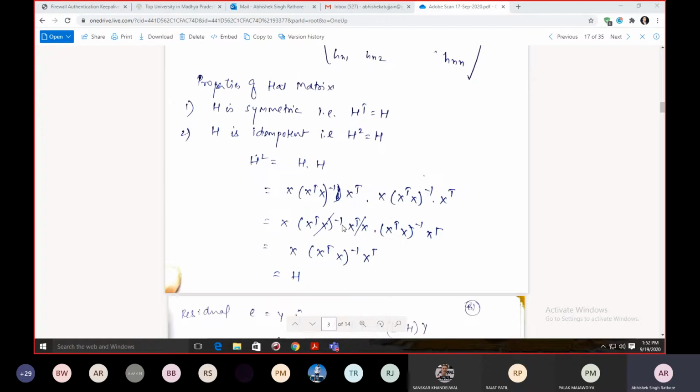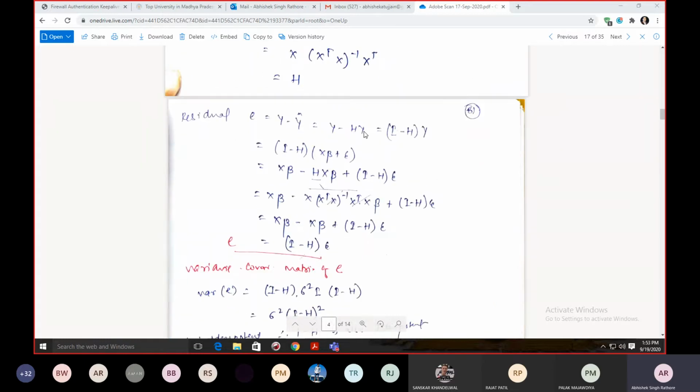So this is just a proof. When we go to H square, we are multiplying H into H, so I'll write here the value of H. So this is H into X transpose X whole inverse into X transpose, into again the value of X. So this X transpose X is multiplied by this X transpose X inverse, so I can cancel out the X transpose X inverse into X transpose X. So we'll get X into (X transpose X) inverse into X transpose. So this is my H. So when we go to any power, you will get this H again. So these are some major properties of H.